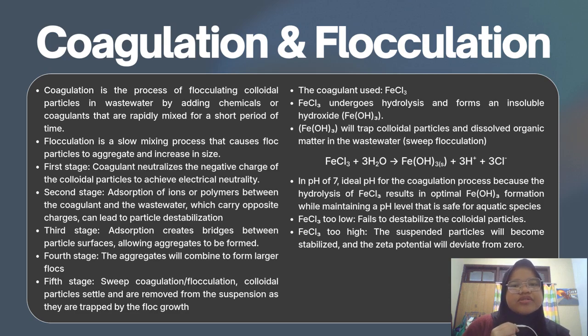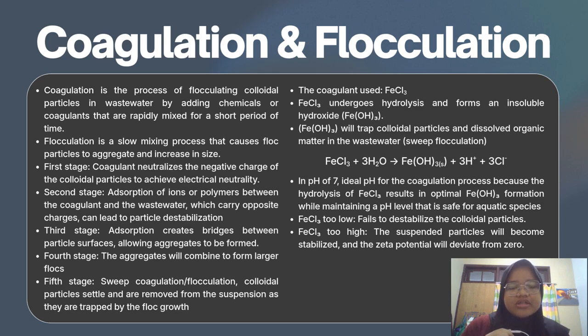The coagulant used in this case is FeCl3, or ferric chloride. Ferric chloride that is added to the wastewater undergoes hydrolysis and forms an insoluble hydroxide, or ferric hydroxide, that will trap colloidal particles and dissolved organic matter in wastewater, called sweep flocculation. These are the chemical reactions when ferric chloride is added into wastewater as the coagulant agent.